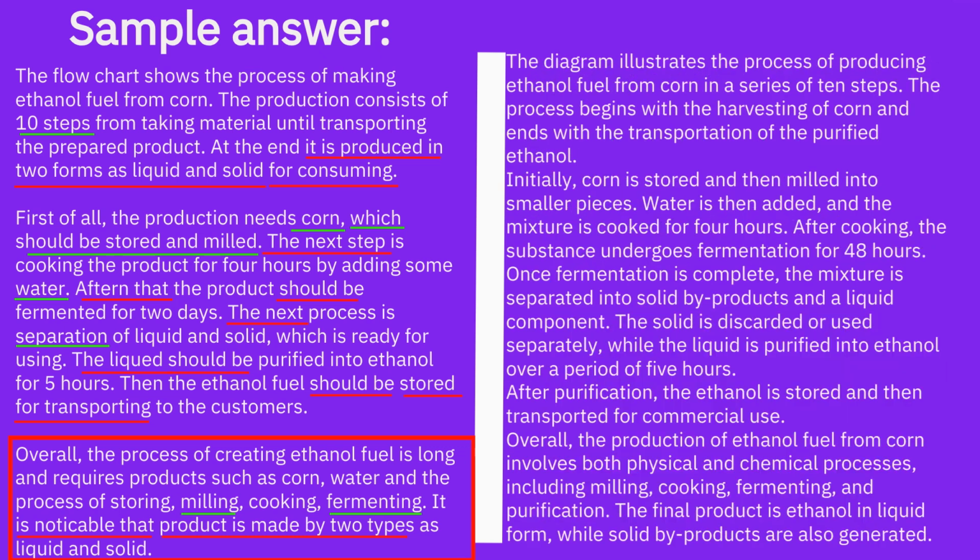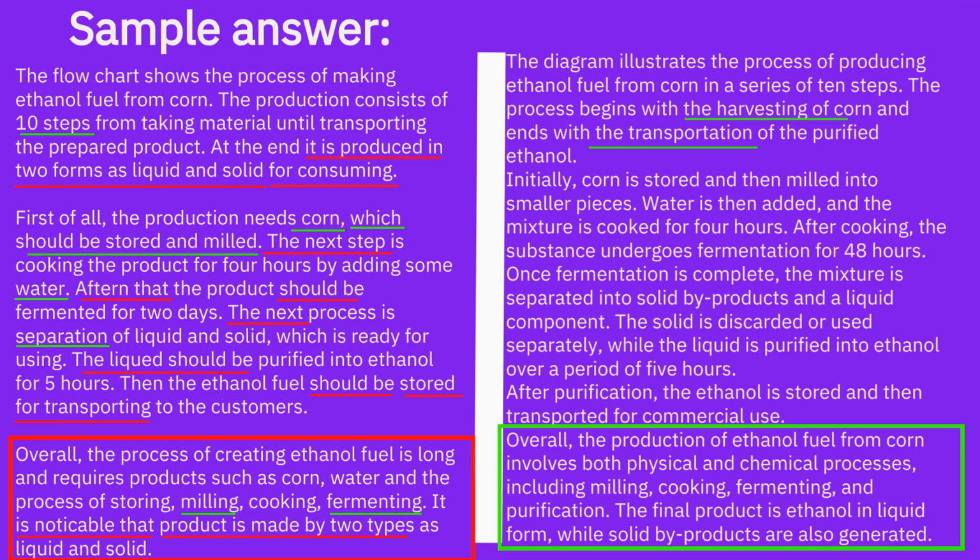Let's look at the sample essay with a higher band. The estimated band score is 7.5, 8.0. For task achievement, the band is 8.0. The essay provides a clear and accurate summary of the process. It includes all key stages, from corn harvesting to transportation of ethanol. There is a clear overview that summarizes the process without unnecessary detail. As a minor improvement, it could briefly mention the number of steps more naturally in the overview. For example, the diagram shows a 10-step process.